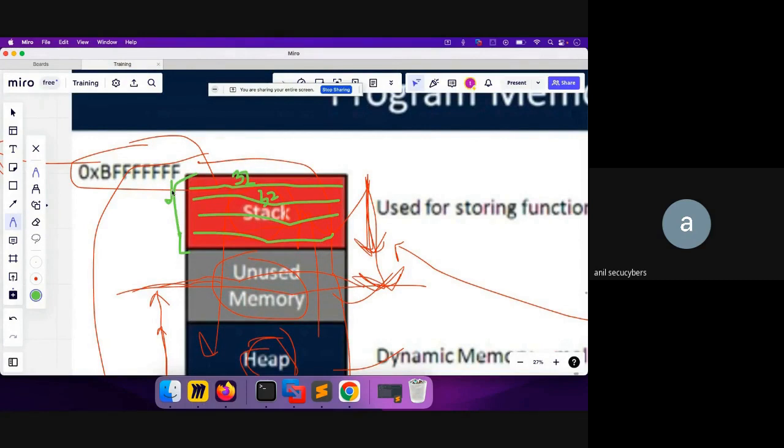And how will the computer keep track of how much the memory has grown? Initially, even though the stack memory limit is this much, the size will be 0, right? There will be no data. And let's say there are two kinds of data.